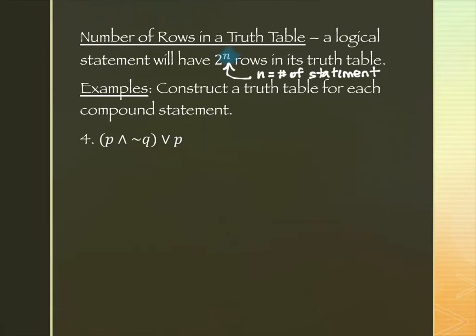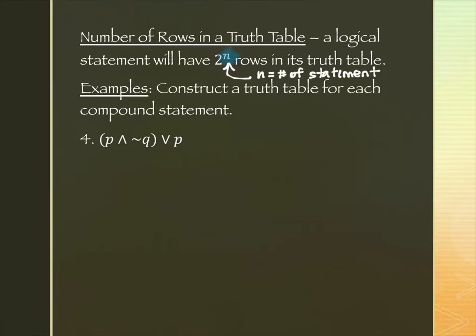So take a look at this example, number 4. How many statements do you actually have here? It's 2. Kind of looks like 3, but it's 2. Why is it 2? P is used twice. So you're looking for different letters. That's what represents different statements. This is just two statements. They're just being combined more than one time, okay?